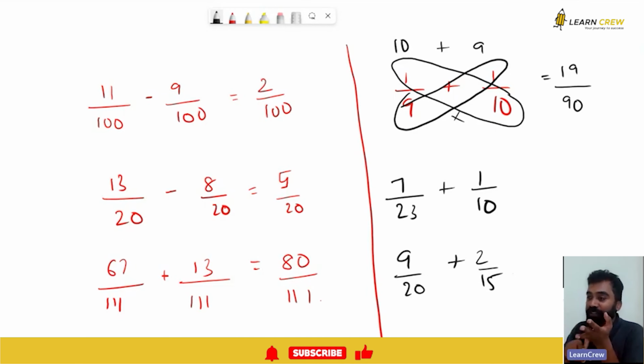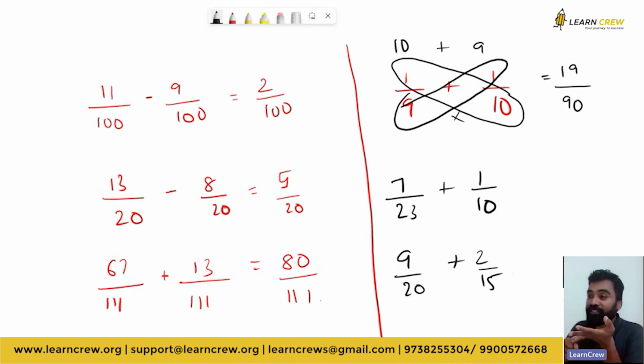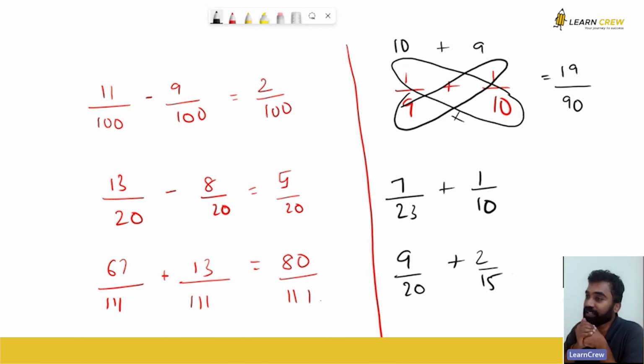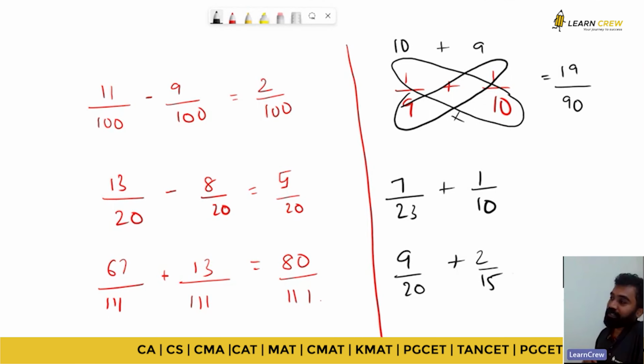Since you're going to do simplification, equations, and then ratio and proportions, and still mensuration and all these things, you will need quick calculations. Just practice, practice, practice.